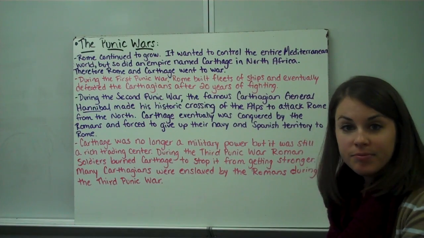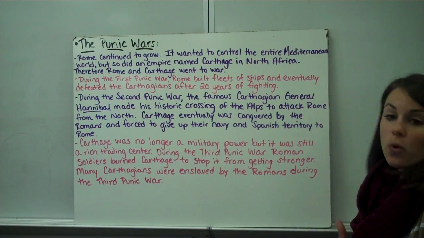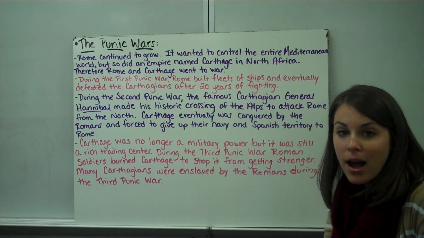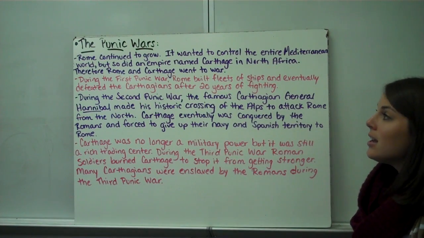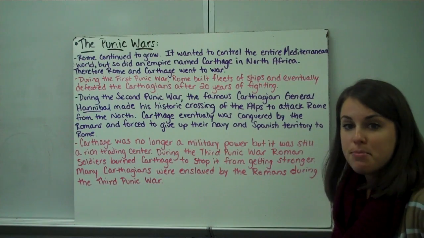The Punic Wars. As the Republic continued to grow, so did Rome. Rome wanted to control all of the Mediterranean world. But so did another empire in Africa known as Carthage. Therefore, Rome and Carthage eventually went to war. There were 3 Punic Wars.